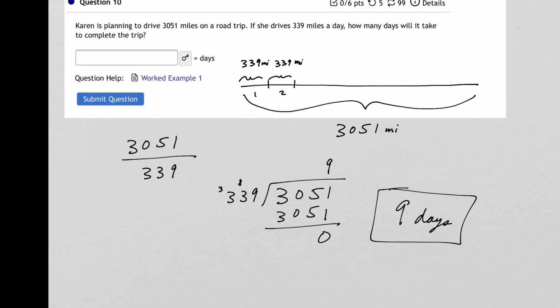Okay, great. So that's it for division of whole numbers.